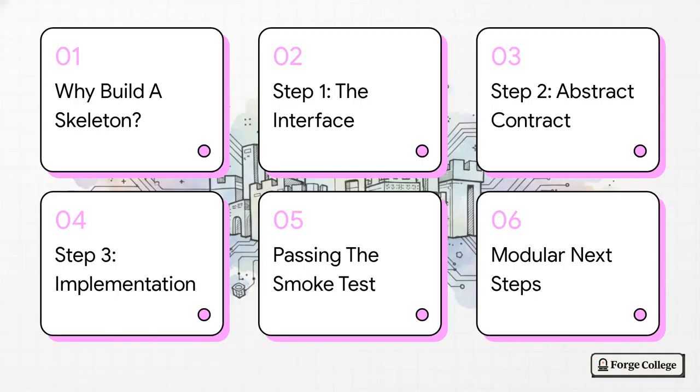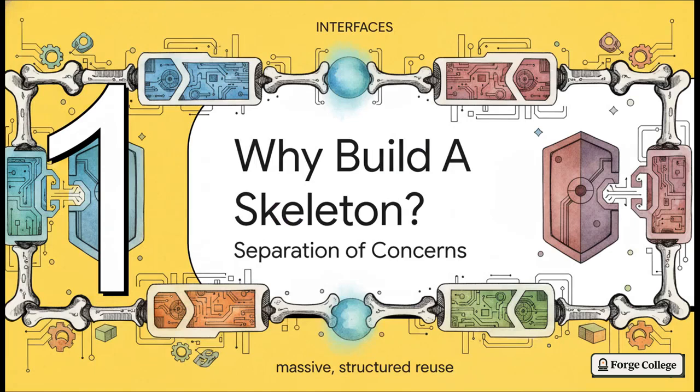Here's our agenda for today's blueprint. 1. Why build a skeleton? 2. Step 1. The interface. 3. Step 2. Abstract contracts. 4. Step 3. Concrete implementation. 5. Passing the smoke test. And 6. Modular next steps. Let's get to it. Starting with Section 1.